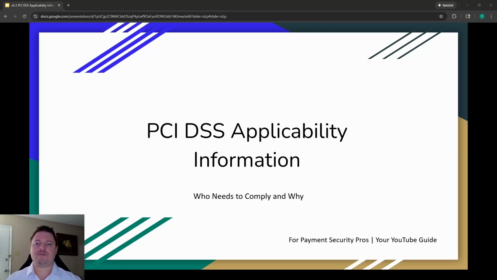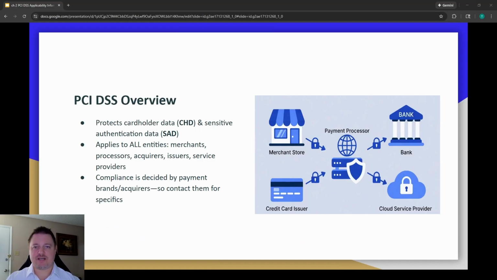Welcome. Today we're figuring out if PCI DSS applies to you and how to handle card data like a pro. PCI DSS isn't just for big banks, it's for anyone who touches credit card data. Here's a PCI DSS overview.